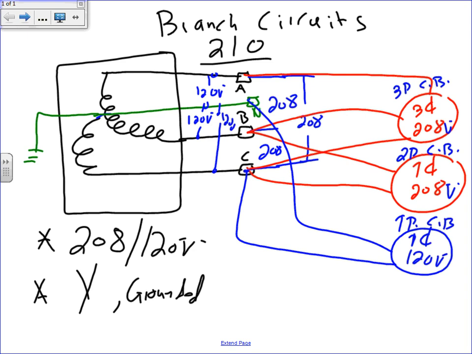The last thing I'm going to show is the conductors. Every time, I'm going to group these conductors here. Every time you have three phase, you are talking about three conductors.